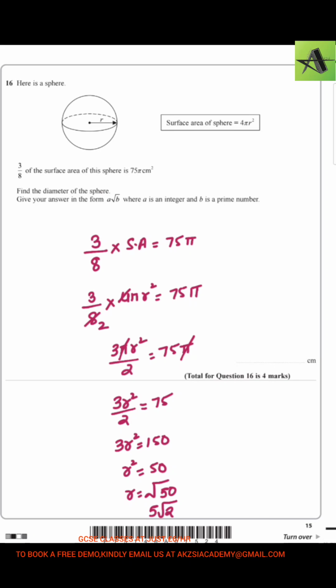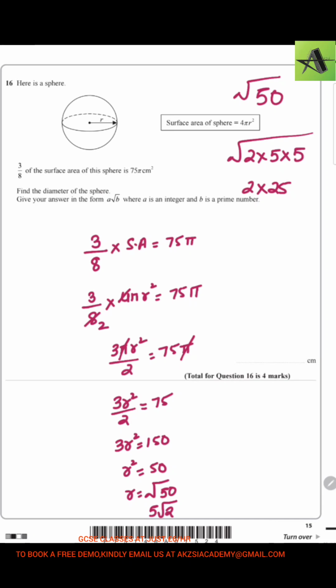Now if you are not aware of how to simplify a surd, let me show you. Root 50. Just write down the prime factors of 50. Prime factors means using the factor tree method, finding all the prime numbers which, when I multiply them together, give me 50. So it's 2 times 5 times 5. Or I can write 2 into 25.